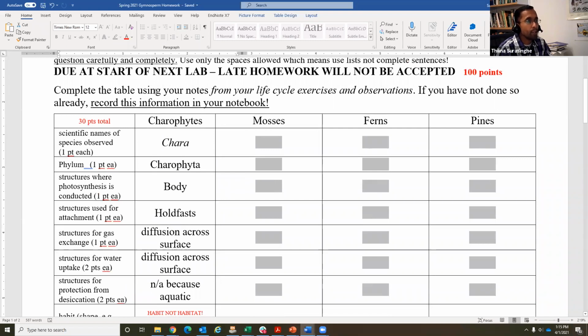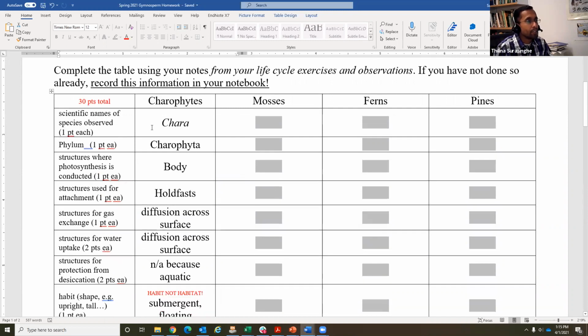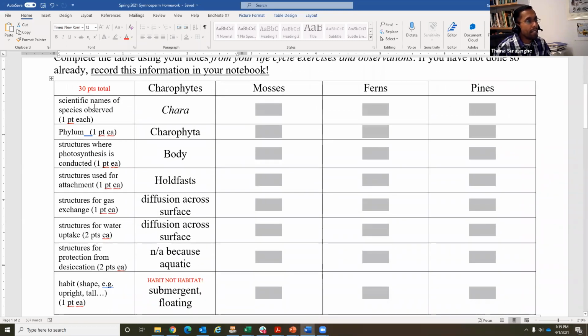Complete the table using your notes. So, scientific names of species observed, right? Starting from charophytes, charophyte examples are given because we didn't particularly study charophytes. So mosses, ferns, and pines. We went over many examples, so pick the example that I detailed the most and mention the scientific names.